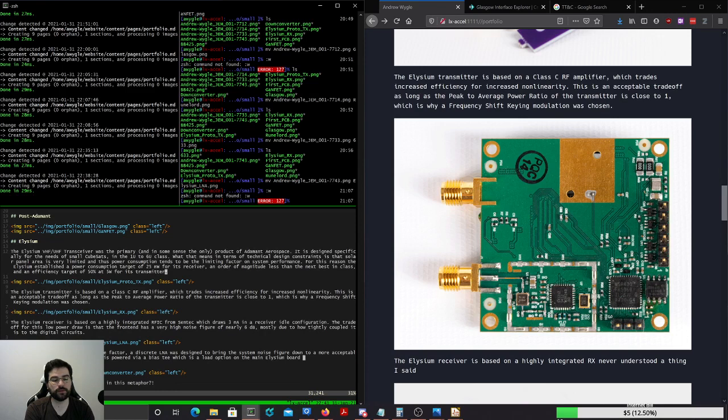The LNA is powered via bias T, which is a load option on the main Elysium board, and is efficient enough that even with it enabled, the total system power draw remains under the 25 milliwatt target in the receive idle mode.